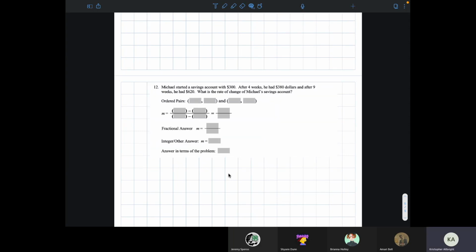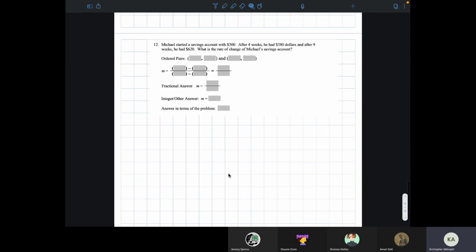So Michael has started a savings account with $300. After 4 weeks, he has $380, and after 9 weeks, he has $620. What is the rate of change of Michael's savings account? And the rate of change is the slope. I know we covered it earlier in its own section, but the rate of change is usually called just the slope. So what it wants us to do is write it in ordered pairs.